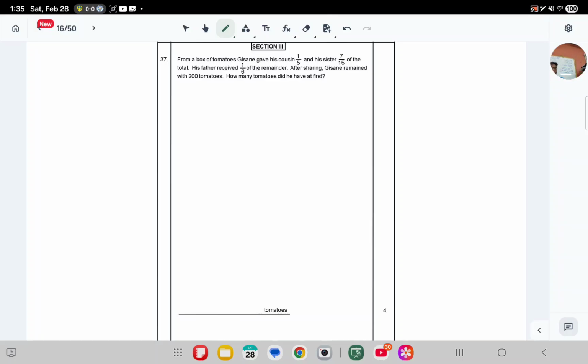So, they said, from the information here, from a box of tomatoes, Jacine gave his cousin 1/5 and his sister 7/15 of the total. And then they said his father received 1/6 of the remainder. So first we need to calculate the total fraction given.